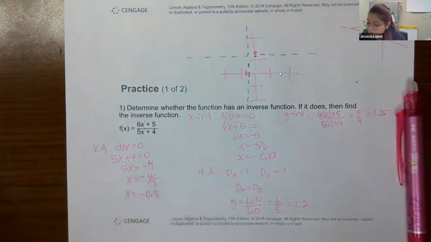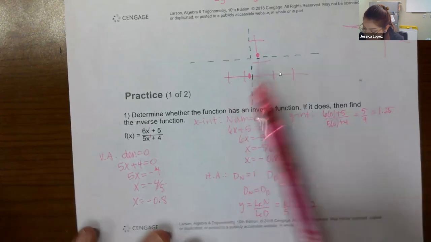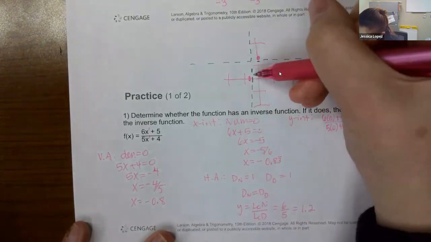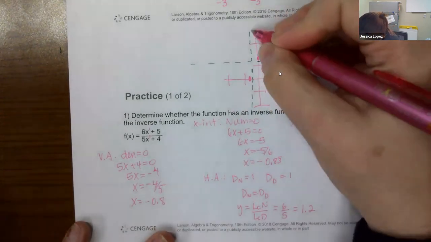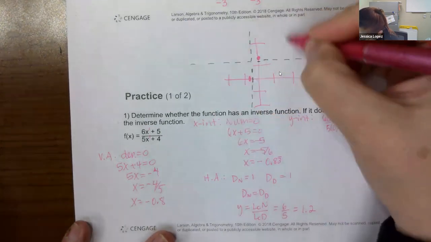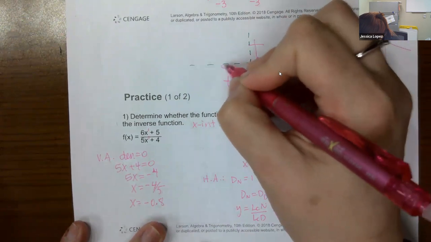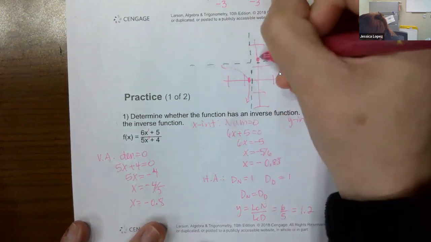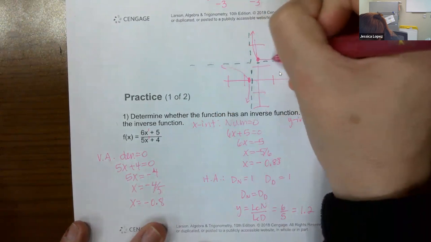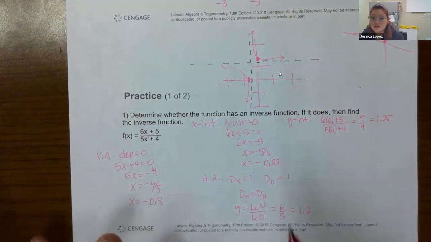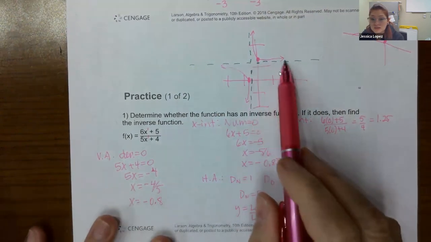Okay, oh, I see what's going on. I had my asymptote on the wrong side. So when my asymptote's there, I can now see that I have this cross and I have the four regions, right? In this region, I'm gonna be doing this. And in this region, I'm gonna be doing this, okay?